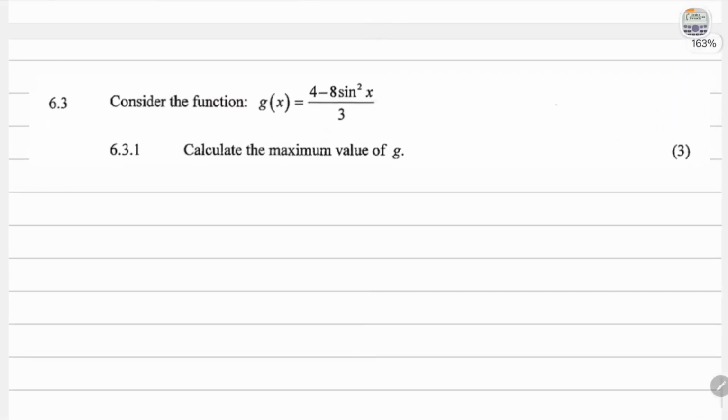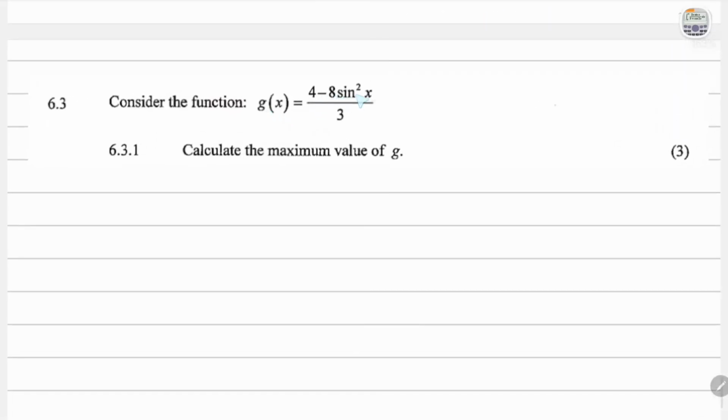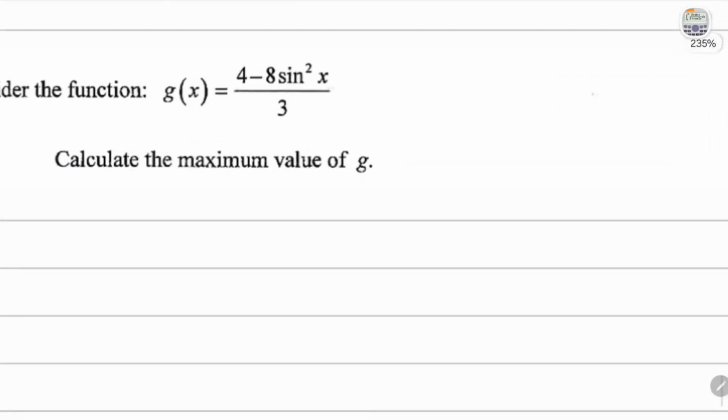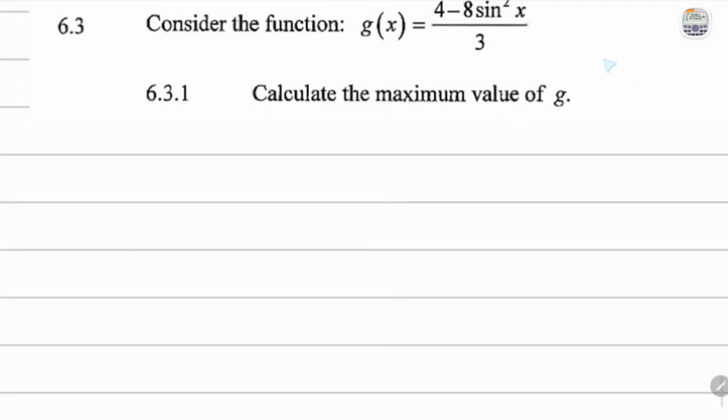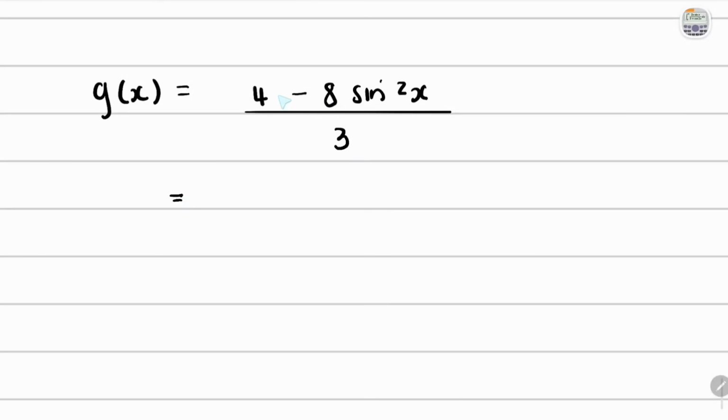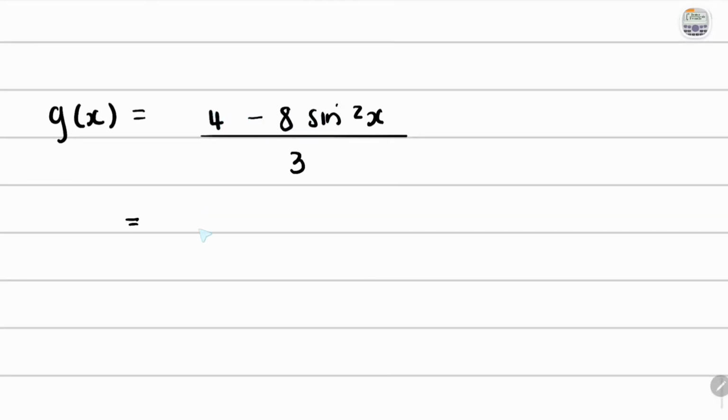Question 6.3 says, consider the function g(x) = (4 - 8 sin²x)/3. You can see we have a common factor. The question is to calculate the maximum value of g. Now, right now, it's not very easy to see the maximum value. We would have to simplify this so that we can see it. So let's rewrite g(x) first. And this is equal to, we can take out the common factor of 4 in the numerator. So that's 4 times (1 - 2 sin²x).